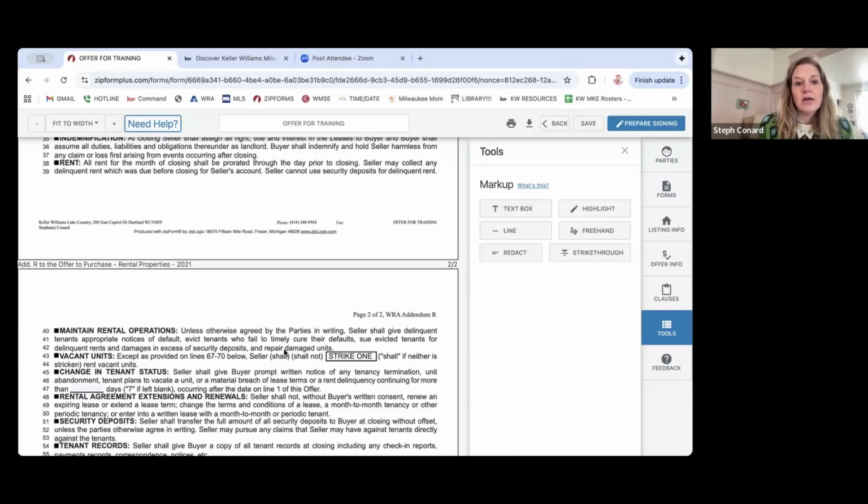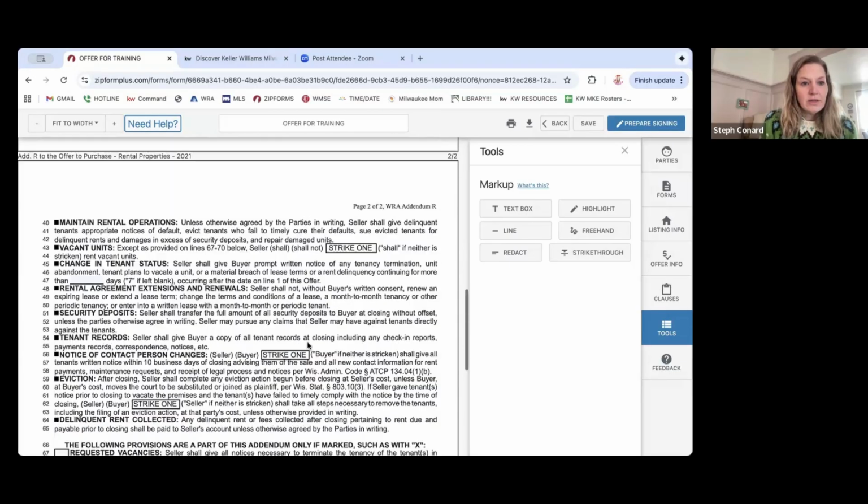Security deposits are just transferred in full. So if I collected a $1,000 security deposit from my tenant and I'm selling the duplex, I'm going to transfer it to the new owner, and then he's going to do with it what he will based off of any damage that might have occurred when that tenant vacates. So those are not prorated, those are just transferred over in full.